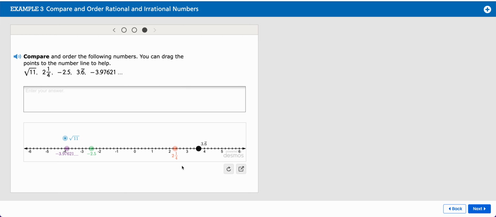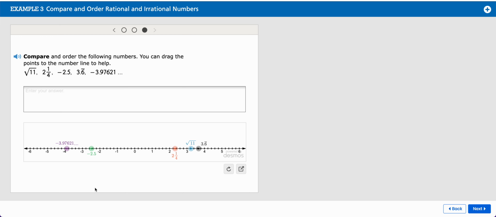And then we just got to decide where the square root of 11 goes. So what are my 2 perfect squares above and below 11? 9 and 16. 3 times 3 is 9. 4 times 4 is 16. So is 11 closer to 9 or is it closer to 16? It's closer to 9. So it's going to be closer to 3 than it is to 4. So that tells us where it goes in this list. It goes to the left of 3.6. It's going to be in there somewhere. As long as it's to the left of 3.6 repeating, we're good.